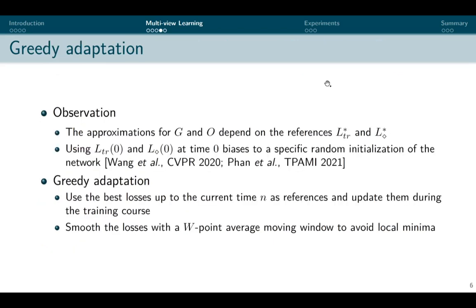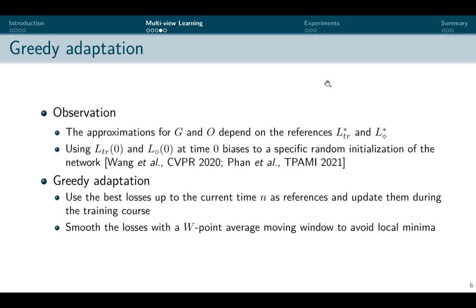We further observe that the approximation we use for computing the generalization and overfitting measures may depend on the reference that we choose. In the literature, time zero is usually chosen as the reference time, which is the time right after the network has been initialized with random weights. However, we find that using time zero as reference may bias toward a specific random initialization. It means that with different initializations, we may have different loss references, and in turn, different results.